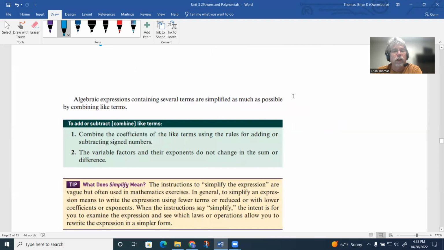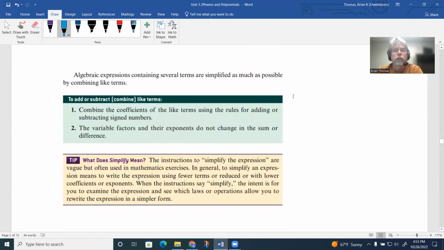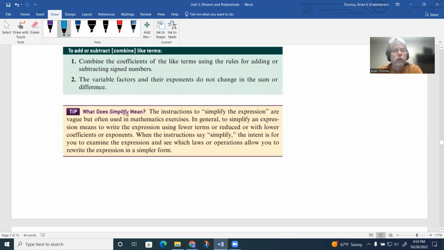So the catch is when we have like terms, this is going to help us simplify, or what we call combine like terms. So we're going to look at examples of combining like terms. Also we're going to see this word simplify. The instructions to simplify the expression are vague, but often are used in mathematical exercises. In general, to simplify an expression means to write the expression using fewest terms or reduce or lower coefficients or exponents. In other words, write it with the fewest things possible.